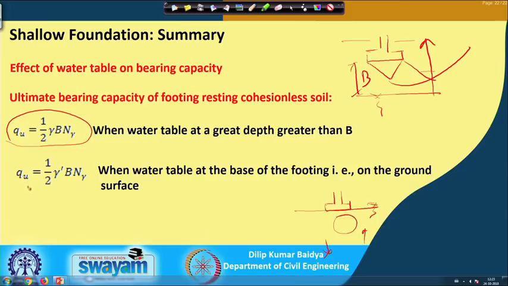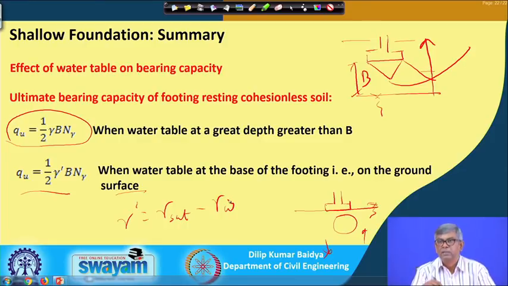You can see here that when the water table is at the base of the footing, then your ultimate bearing capacity will be half gamma submerged B N gamma, where gamma submerged is equal to gamma saturated minus gamma W. So, this is the effect of water table. Similarly, if the water table is in between, then you have to take the effective unit weight. If the water table is here, then in the surcharge also you have to take the submerged unit weight. These are examples showing the effect of water table, and you have to study them carefully.